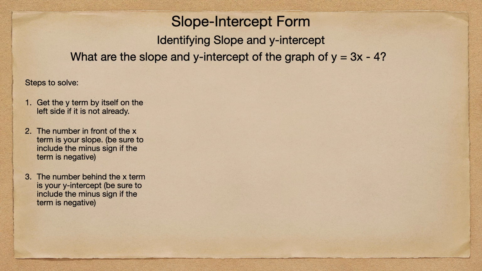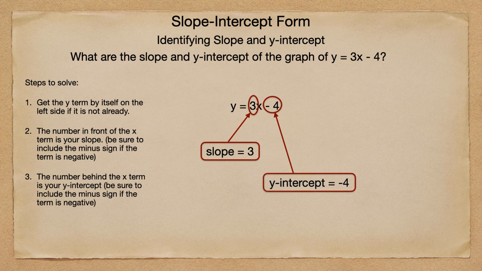We're going to begin by always making sure your y term is by itself on the left side if it's not already. This one is. So what we now see is the number that is in front of the x is our slope. The number behind the x is our y-intercept.